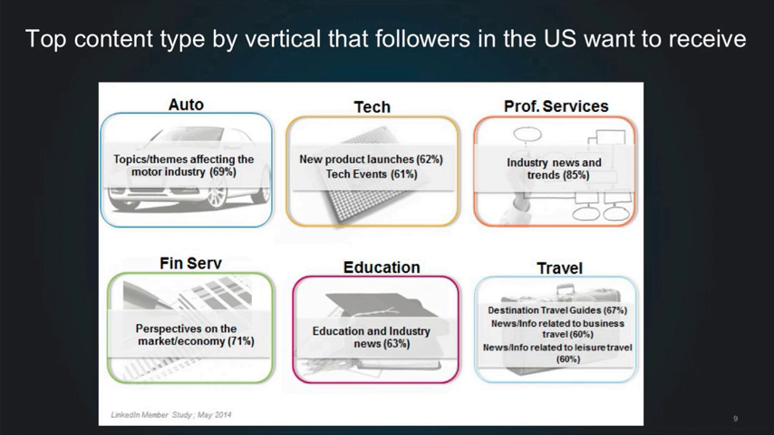We took this data a step further and broke it down by vertical or subcategory. As you can tell, followers follow different companies in different subcategories for different reasons. To highlight a few, people who follow auto companies are very interested in topics and themes affecting the motor industry, while followers of a tech company are most interested in new product launches as well as tech events. Although this data was specifically understanding followers of a company, these are very good guidelines when considering what type of content to sponsor as well.